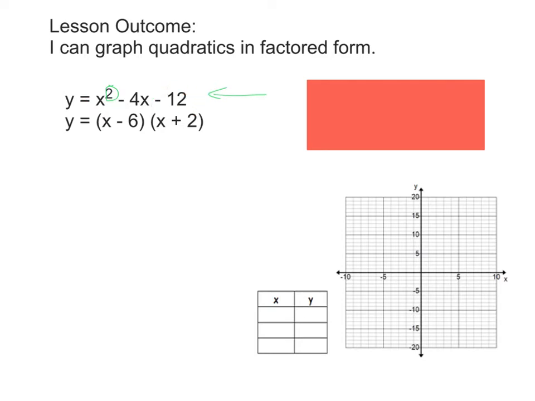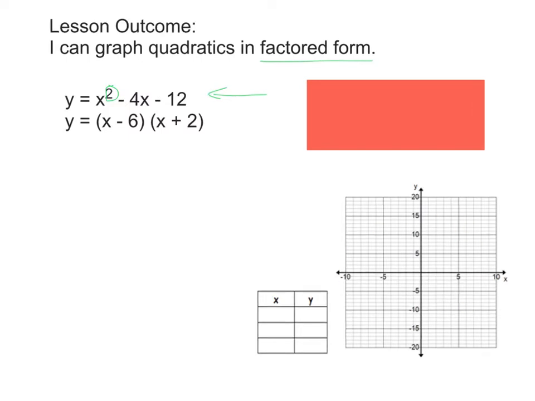We would write the negative 12 off to the side, list all of its factors, and find the factors that give us this negative 4. Now, I've done that already for you. So this is what we call factored form of a quadratic equation. It's already factored for you. So what we're going to work on is just using this information to help us graph our parabola.